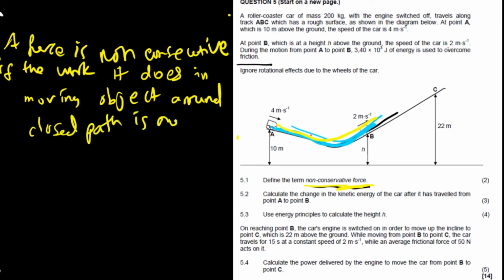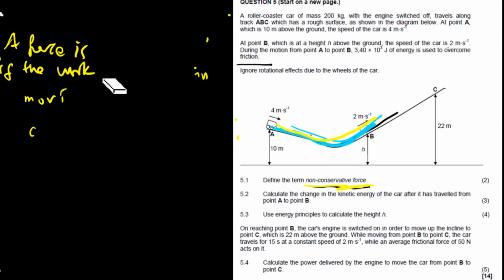Is non-zero. So that's it. So that's the definitions. I think you understand what I say. We say the work done depends on the path taken, right? So that's it. See what I'm saying? Now let's go to the question.